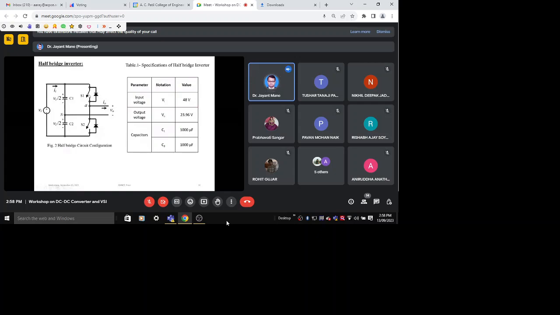See this, S1 is on, and at the same time if I turn on S2, what is the result? The result is this plus terminal through S1 and S2 is getting connected to this minus. That means there is a dead short circuit. There is a shoot through fault. This is called a shoot through fault.